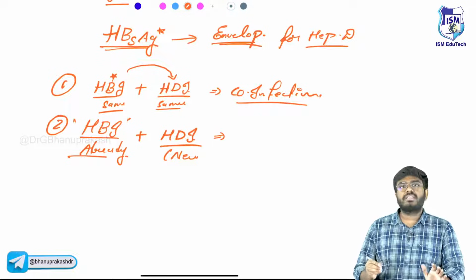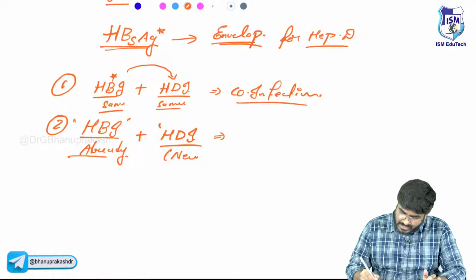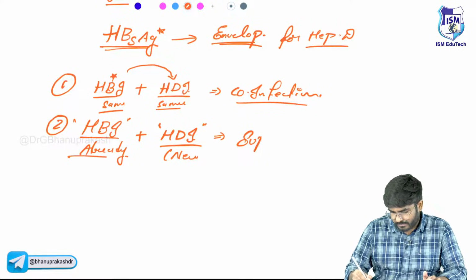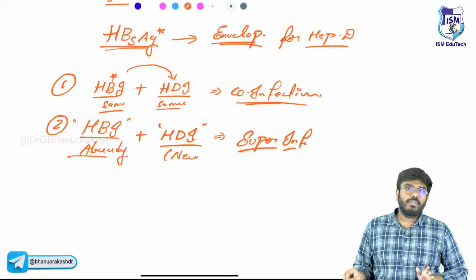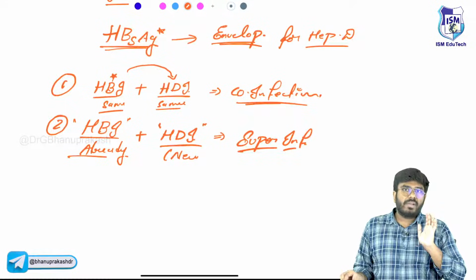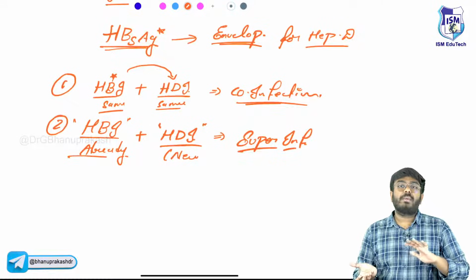Second thing, already the patient has hepatitis B infection, for example chronic hepatitis. Now if he gets hepatitis D infection, that is called a super infection. Super infection. So hepatitis D cannot come alone. It can only come in combination with hepatitis B.